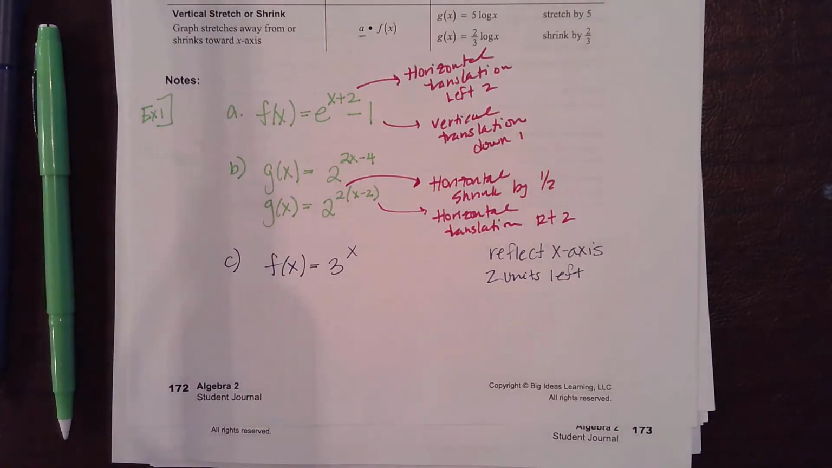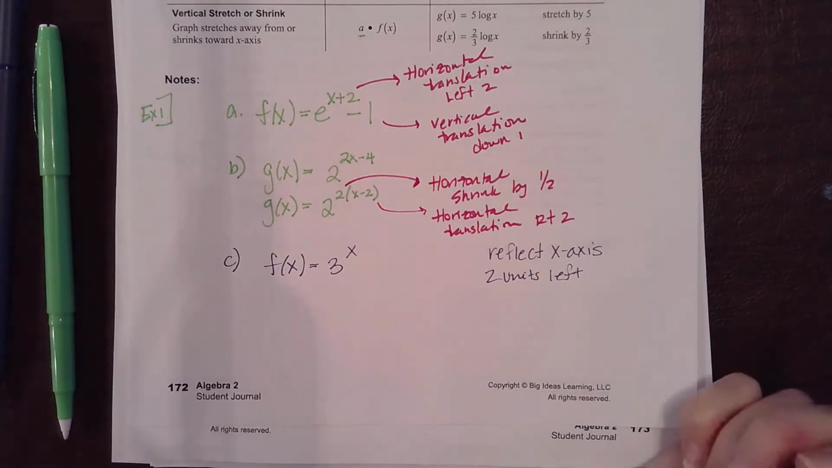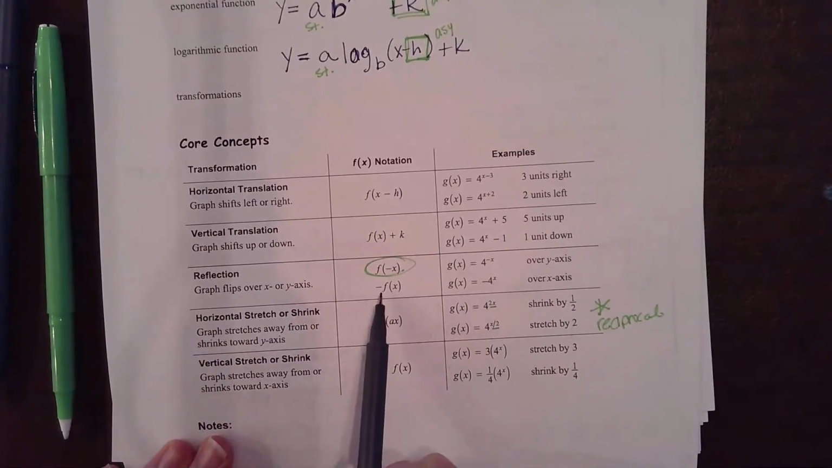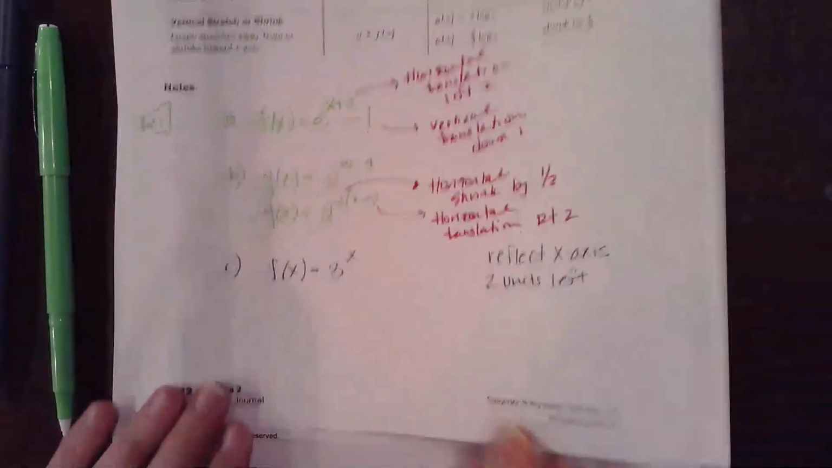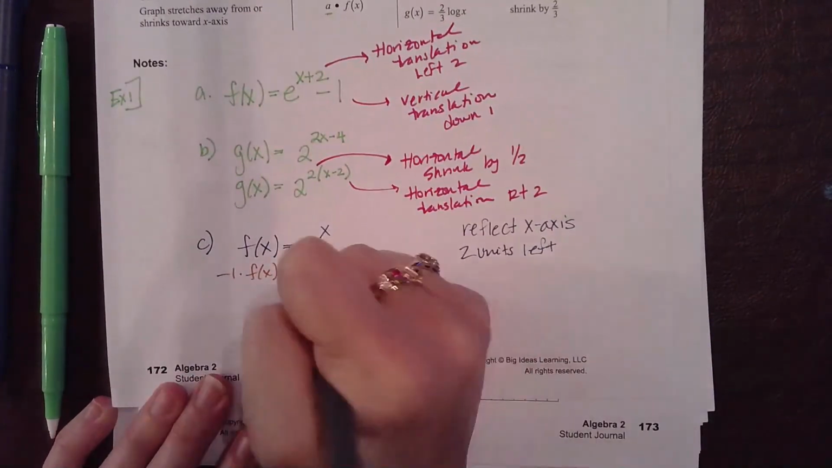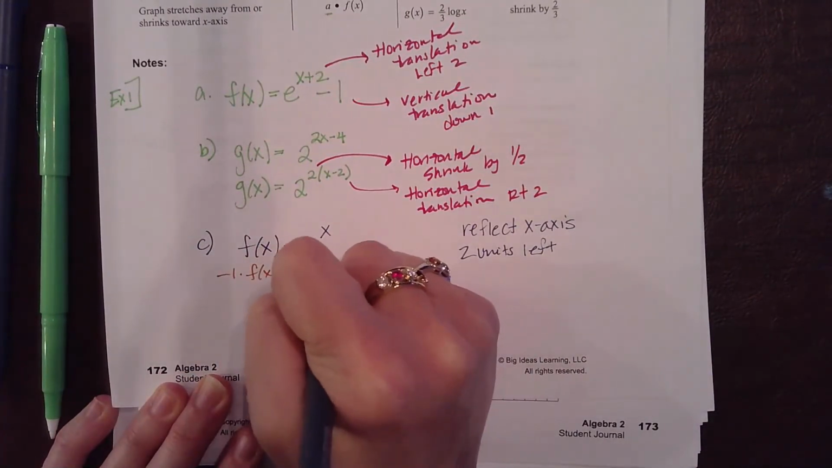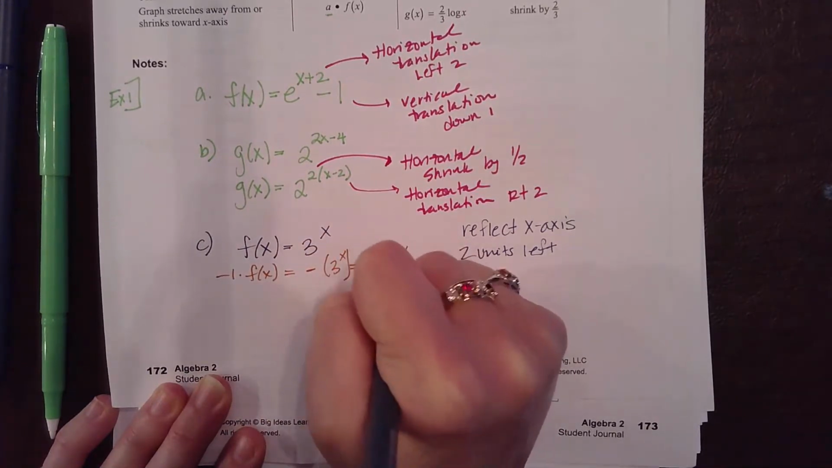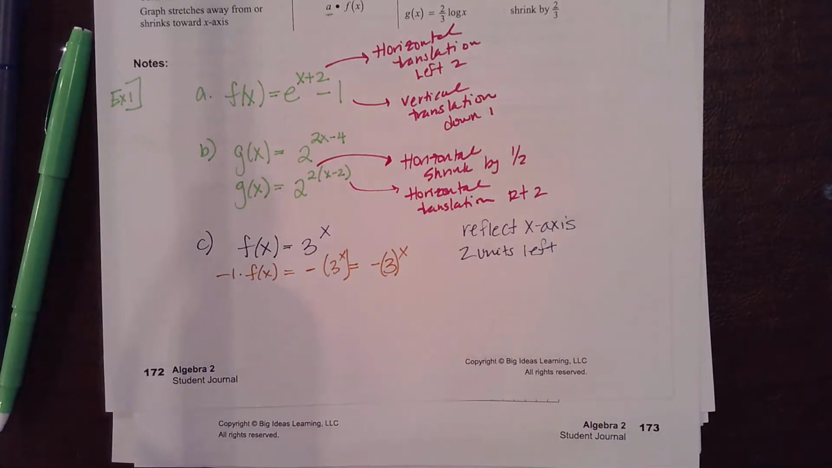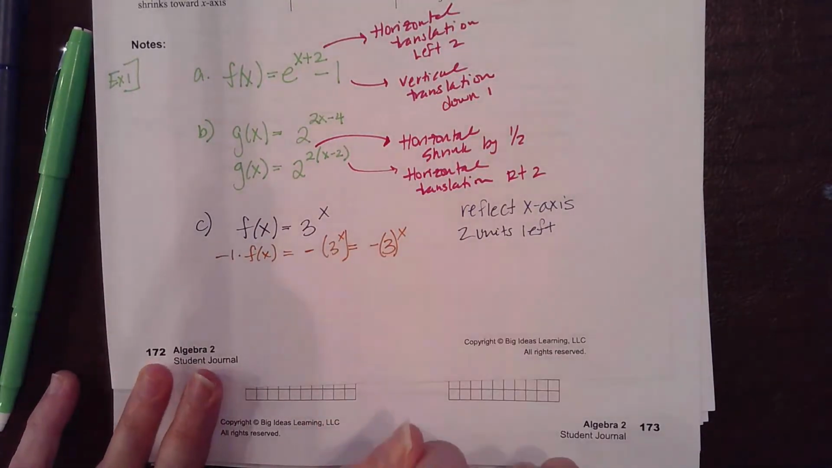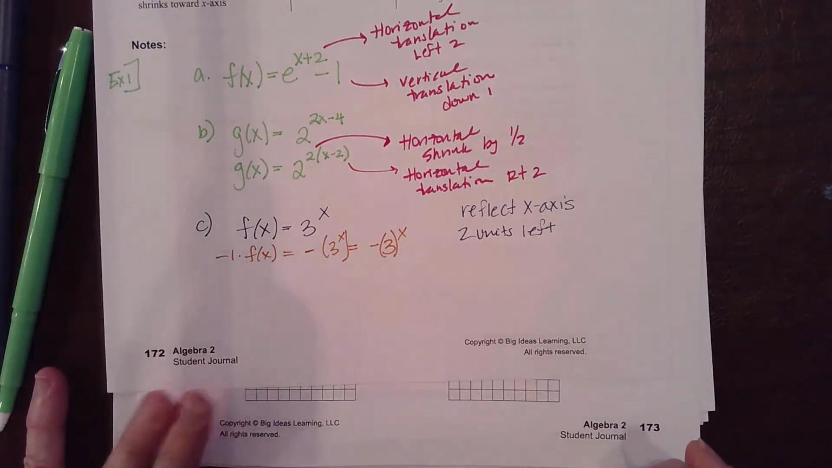Remember, going back to your chart here, a reflection in the x-axis means you multiply the entire function by negative 1. So it would look like negative 1 times f of x. In other words, negative 1 times 3 to the x, or negative 3 to the x. Now be careful here that the negative is not being raised to the power. The negative is not being raised to the x. A lot of times I'll write it like this just to show that, because we have to follow order of operations.